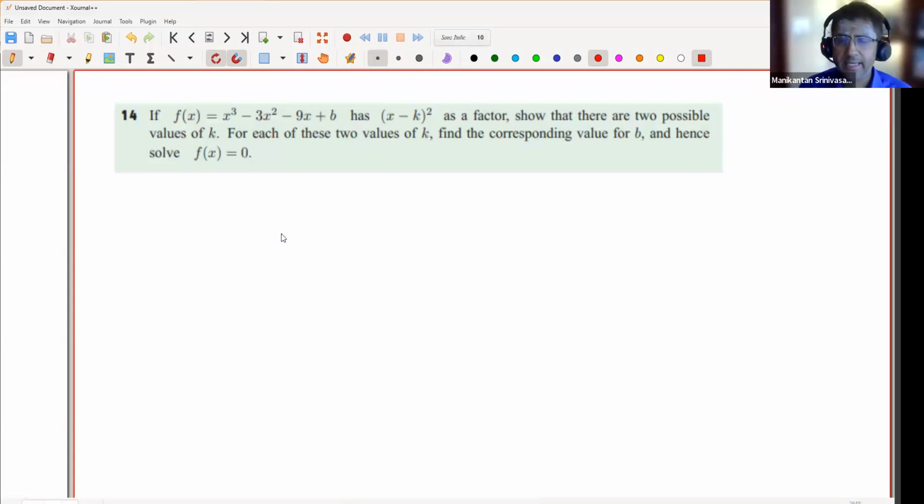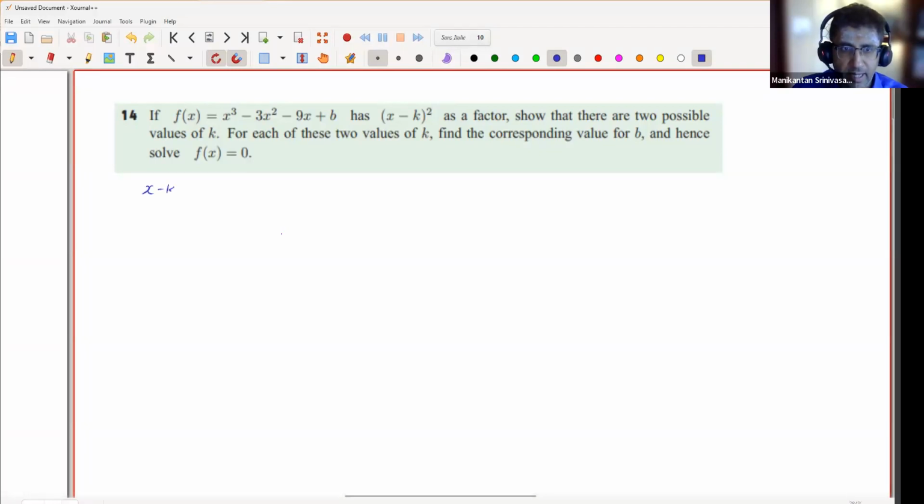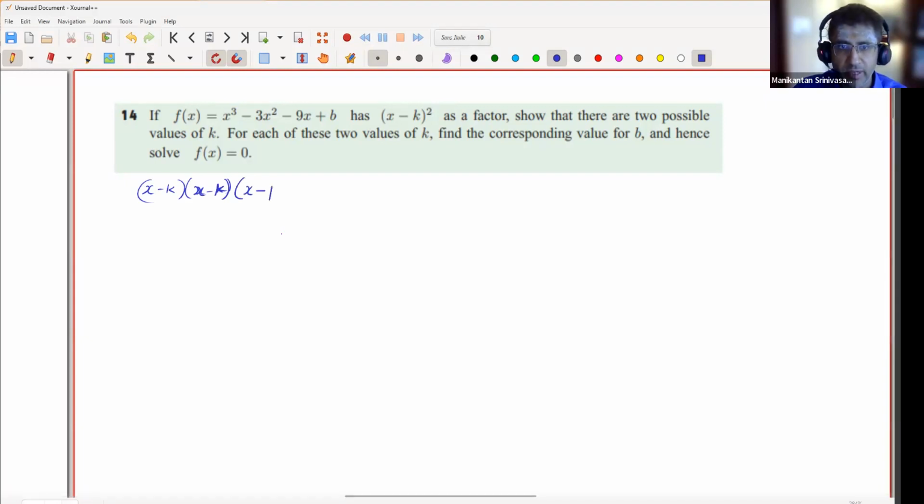Okay, this has x minus k whole square as a factor. Show that there are two possible values for k, and for each of these two values of k, find the corresponding value for b. All right, so this is a cubic. X minus k whole square is a factor, which means this cubic can be written as x minus k times x minus k times a third factor. Let's call the third root p.